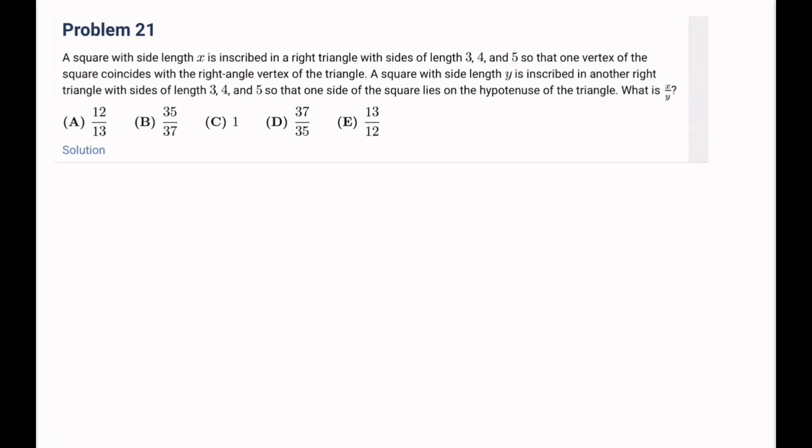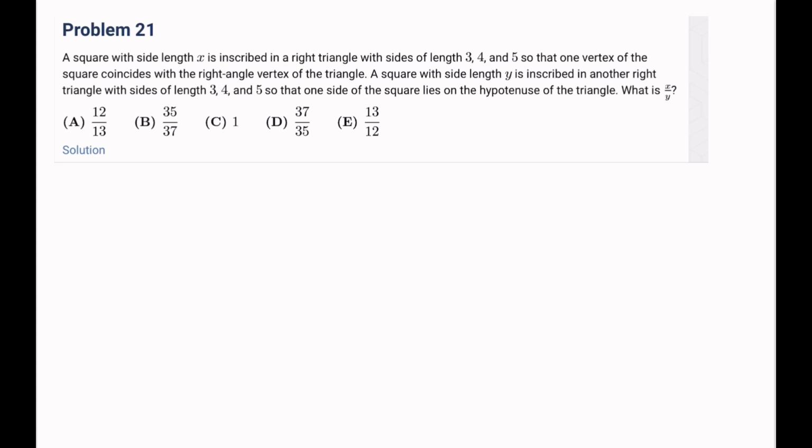Problem number 21. A square with side length x is inscribed in a right triangle with sides of length 3, 4, and 5 so that one vertex of the square coincides with the right angle vertex of the triangle. A square with side length y is inscribed in another right triangle with sides of length 3, 4, and 5 so that one side of the square lies on the hypotenuse of the triangle. What is x over y?